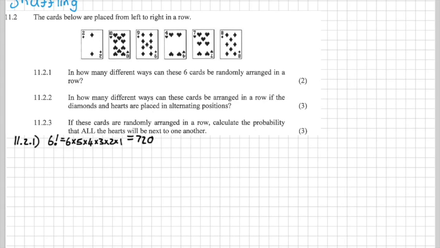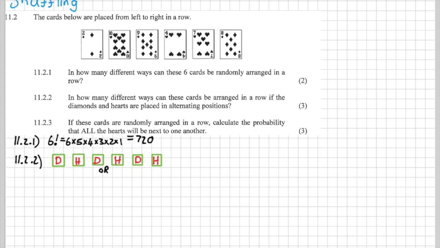If I look at the second one, is where life starts to become a little bit more interesting. For the second one, ladies and gents, I'm now going to start drawing pictures. So I'm going to say, it asks me in how many different ways can these cards be rearranged in a row if the diamonds and hearts are placed in alternating positions, meaning that there are no diamonds next to each other, neither are there hearts next to each other. So the first option is I place the diamonds in position 1, 3 and 5, and then the hearts will fall in between.